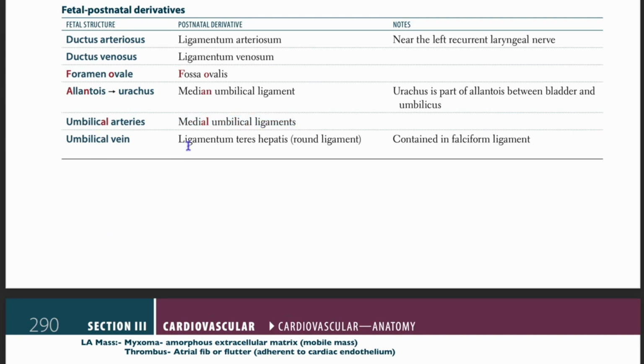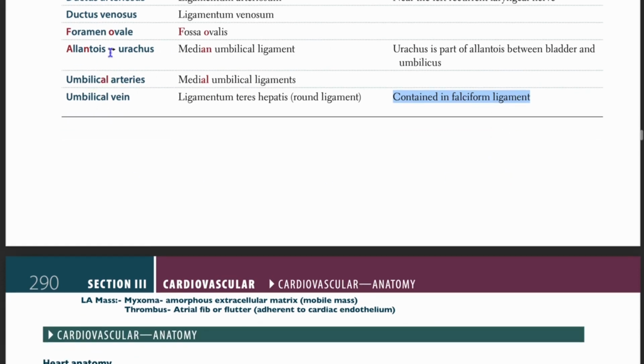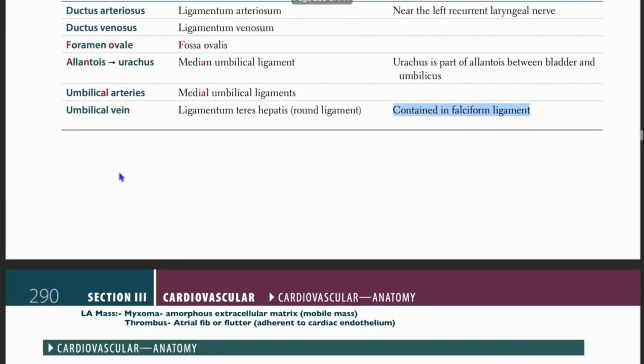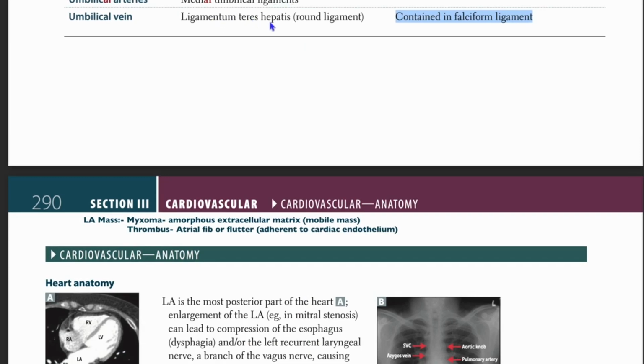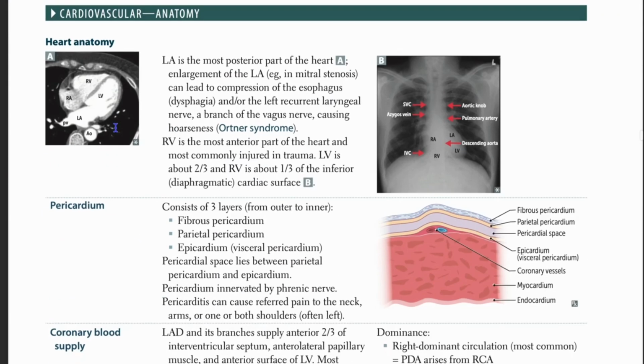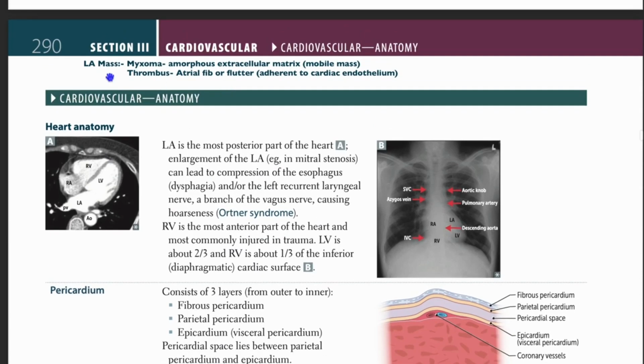And then you have the umbilical vein, turning into ligamentum teres hepatis, the round ligament. This is an important structure as well. It's contained in the falciform ligament. So we'll do at least like 3 of these in GIT or repro. I forget now. Probably GIT because that one is on the liver, in front of the liver. Okay, we have anatomy.